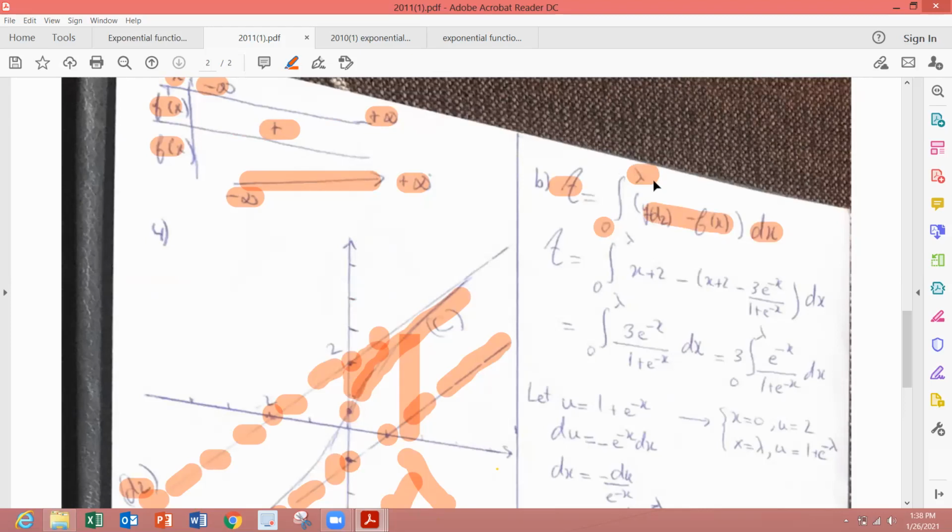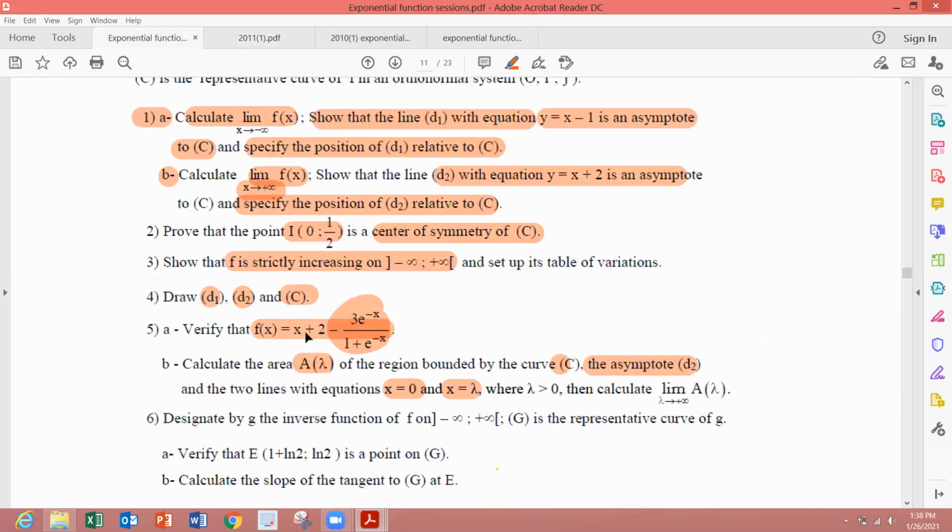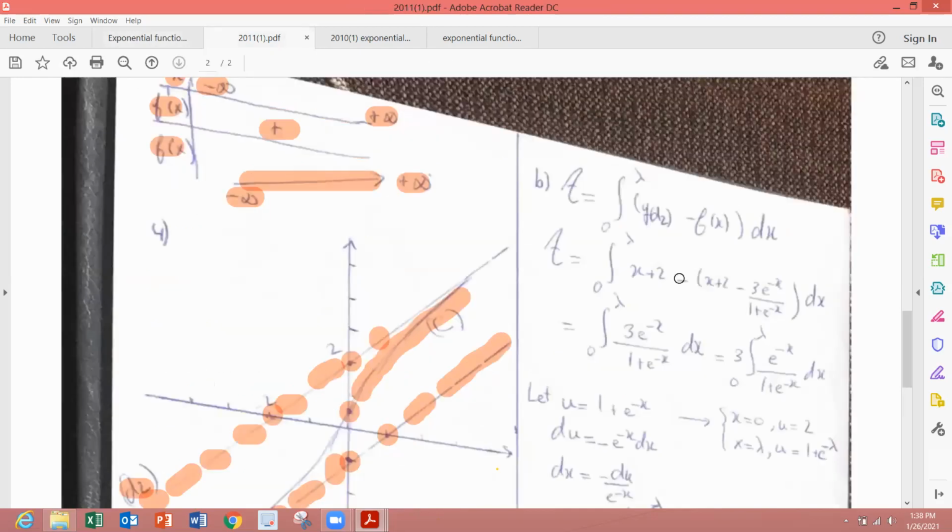yd2, because d is above the curve. Now which fx are we going to use? The fx of part 5 or the given fx? The new one, the fx of part 5.